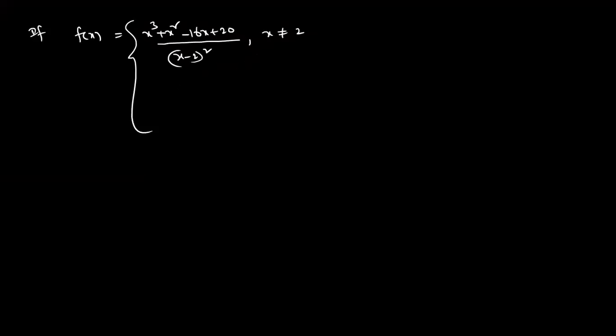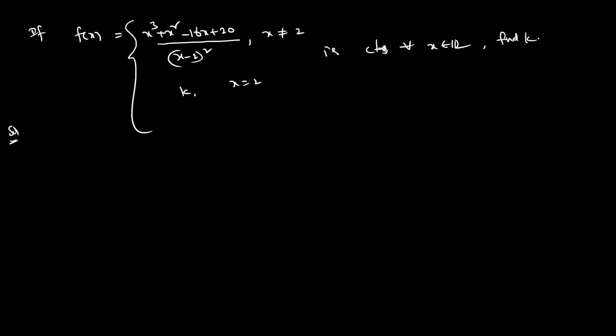If f of x is equal to (x cube plus x square minus 16x plus 20) by (x minus 2) whole square for x not equal to 2, and f of x is equal to k at x equal to 2, is continuous for all real values. Find k.